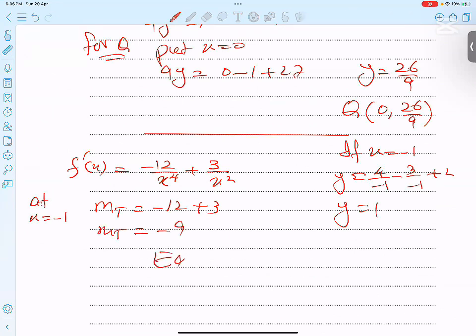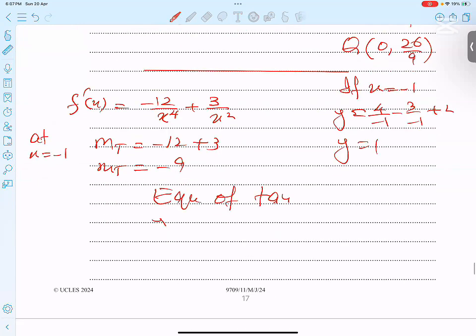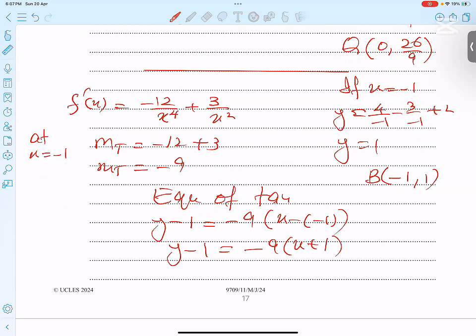And what is the equation of the tangent, students? It is y minus y1, and the point I can mention here is minus 1 and plus 1, the B coordinate. So y minus 1 equals gradient minus 9 times x minus minus 1. So y minus 1 equals minus 9 times x plus 1. So I got y equals minus 9x minus 9 plus 1, which is minus 9x minus 8.